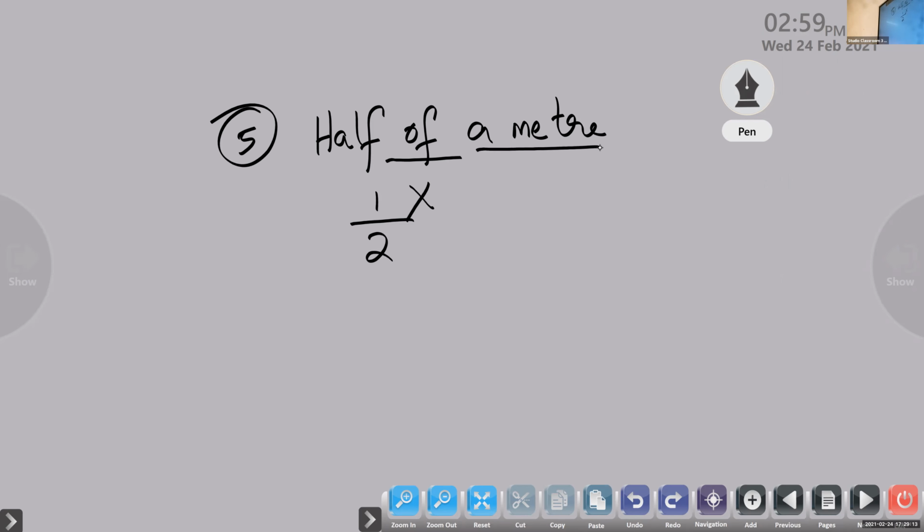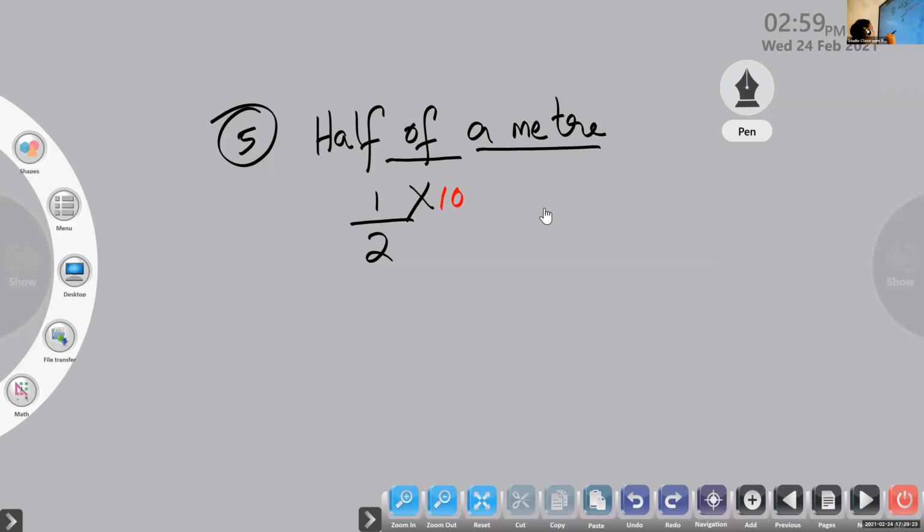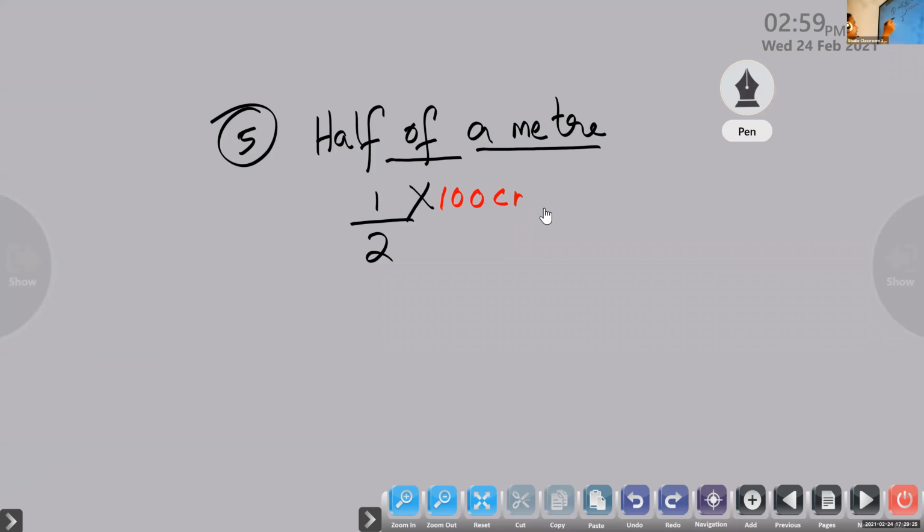1 meter is equal to how many centimeters? 100. Yes, very good. So children, instead of a meter we write 100 centimeters. So 1 into 100, 100 divided by 2. That answer is 50 centimeters. Very good, correct answer. So look here, we converted meter into centimeter. So the final answer will be 50 centimeters.